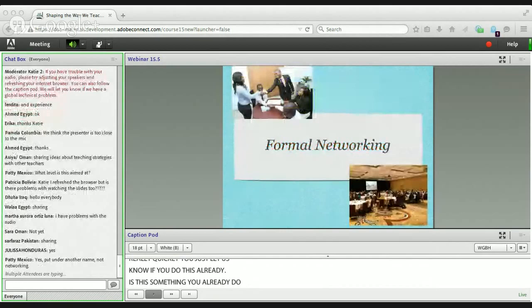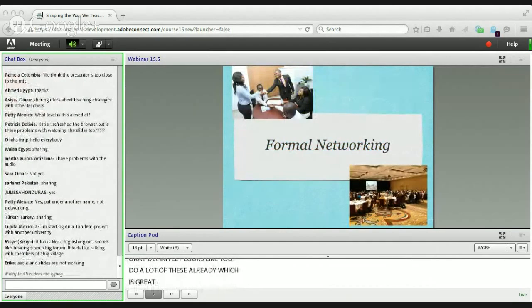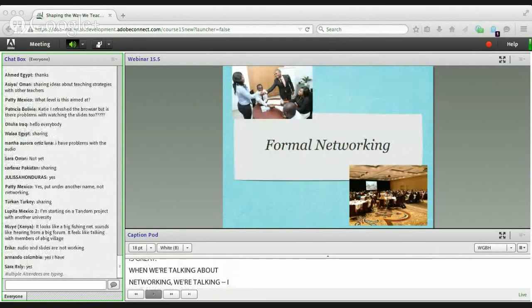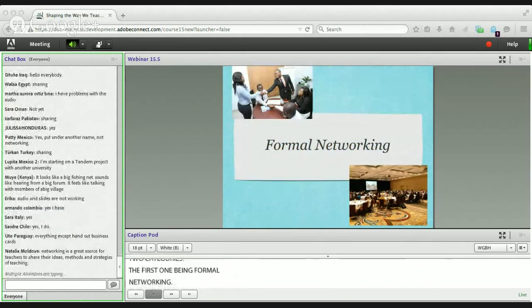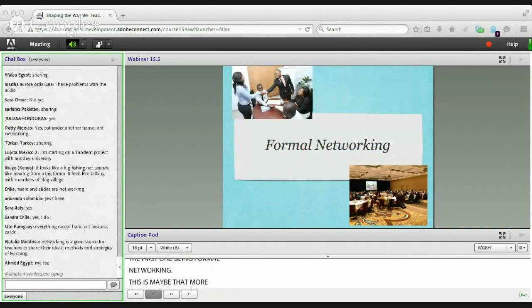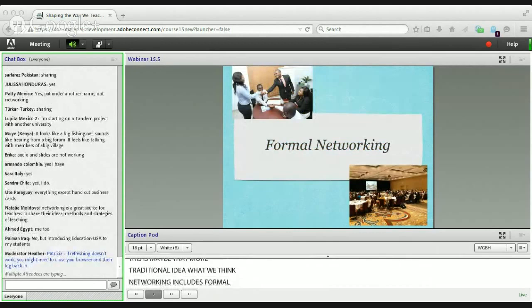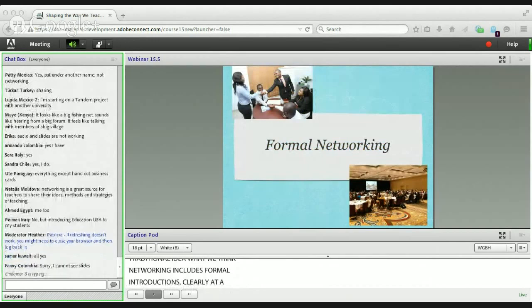So I think when we're talking about networking, I tend to divide these things into two categories. The first being formal networking. And this is maybe that more traditional idea of what we think networking includes: formal introductions, right? The one picture, they're clearly at a business meeting, and then the other picture, maybe at a conference setting, where you're attending different presentations. So these are formal introductions, workplace functions, things like that.